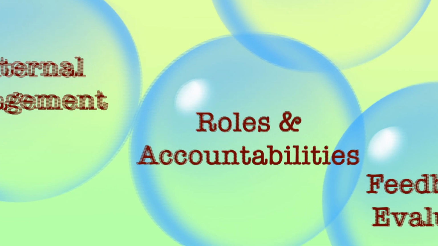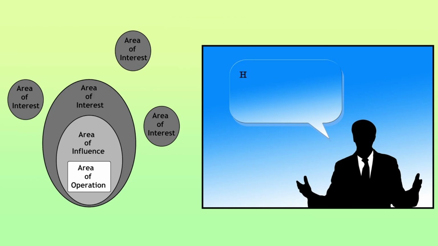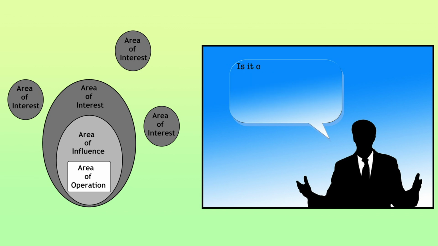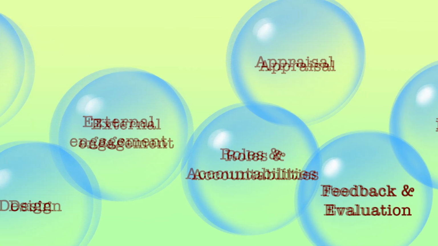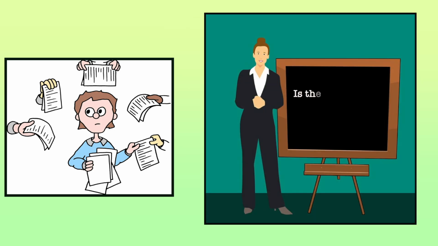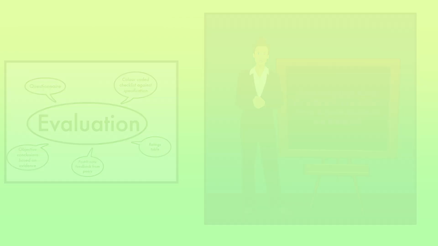Next is roles and accountabilities. It is concerned about important issues like: have policymakers judged the appropriate level of government involvement? Is it clear who is responsible for what, who will hold them to account, and how? Next is feedback and evaluation. It is concerned about important issues like: is there a realistic plan for obtaining timely feedback on how the policy is being realized in practice? Does the policy allow for effective evaluation even if government is not doing it?